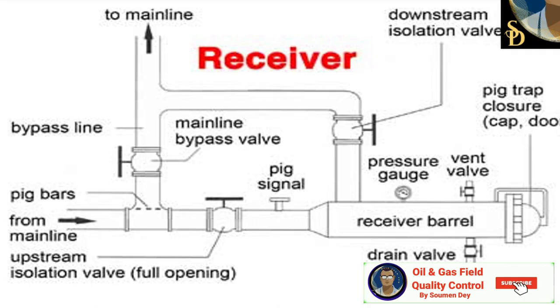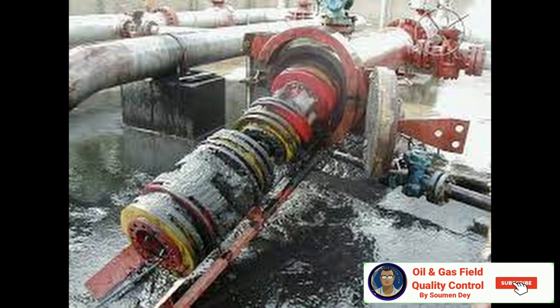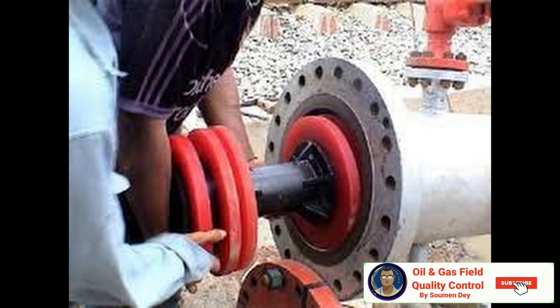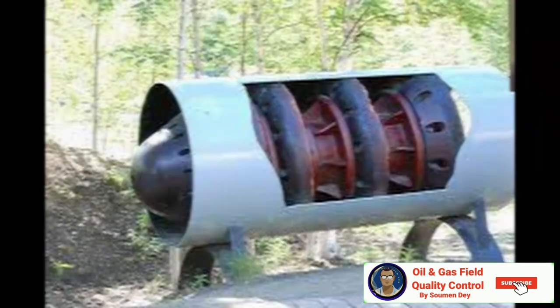The pig receiver acts as a point to remove the pig from the pipeline, as well as any debris in the pipeline. The pig is either pushed by the line fluid flow pressure or pulled through by a cable when the line is smaller. For a bigger line, let's say 200-300 kilometers, it should be pushed by the pressure only.